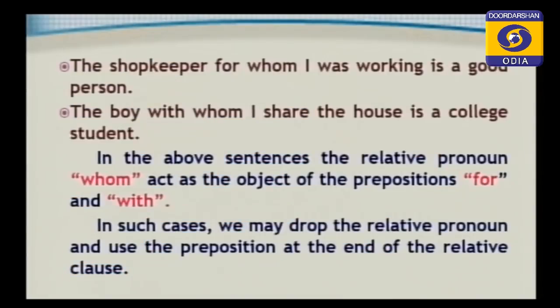Another type of relative clause I am going to describe to you. Look at the screen and read the sentences. The shopkeeper for whom I was working is a good person. The boy with whom I share the house is a college student. In the above sentences, the relative pronoun whom acts as the object of the prepositions for and with. In such cases, we may drop the relative pronoun and use the preposition at the end of the relative clause. In this manner, zero relatives can be framed.